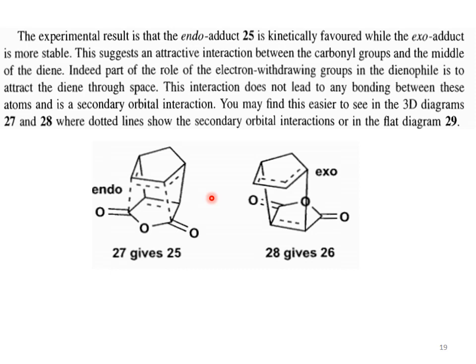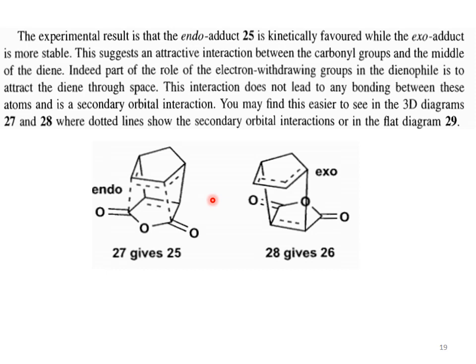This suggests an attractive interaction between the carbonyl groups and the middle of the diene. Indeed, part of the role of the electron withdrawing groups in the dienophile is to attract the diene through space. This interaction does not lead to any bonding between these atoms and is a secondary orbital interaction.